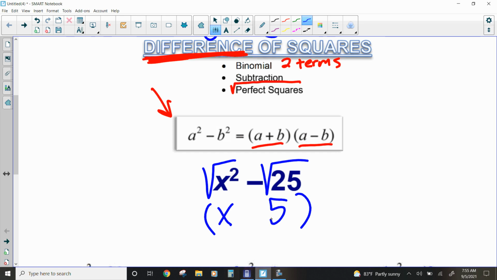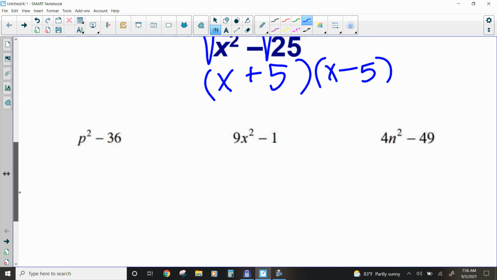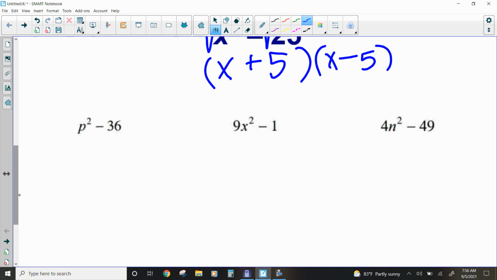Now according to the pattern, if I have an x and a 5 there, I'm going to have an x and a 5 here. Because if the first one is A, the first one over here is A, and if the second one is a B, the second one over here is a B. So they have to match. Then I just have to put 1 plus and 1 minus and I'm done. That's the answer. So these ones are pretty straightforward.